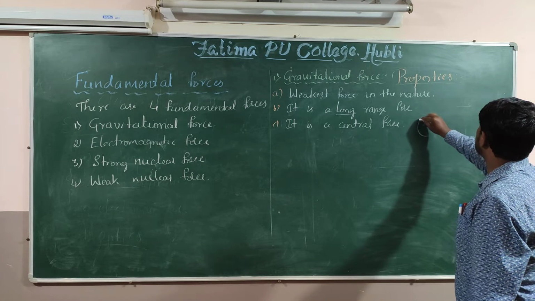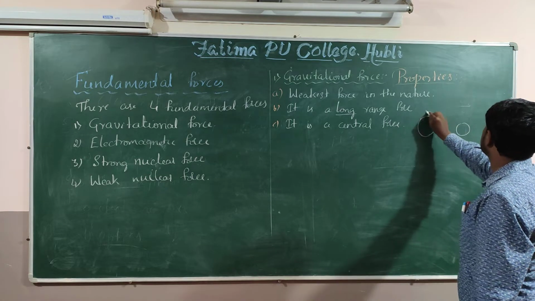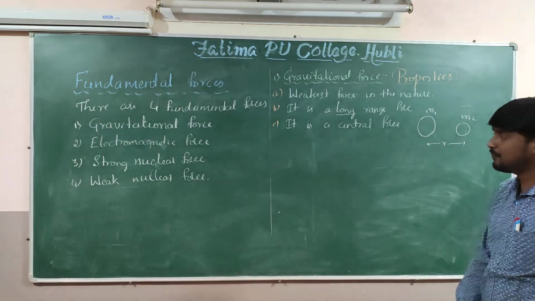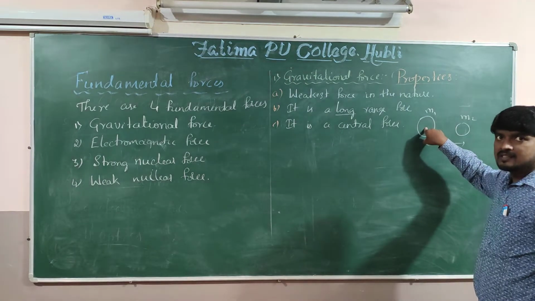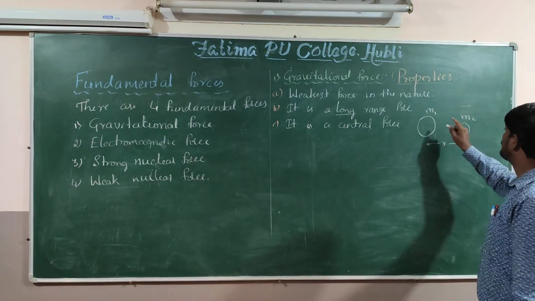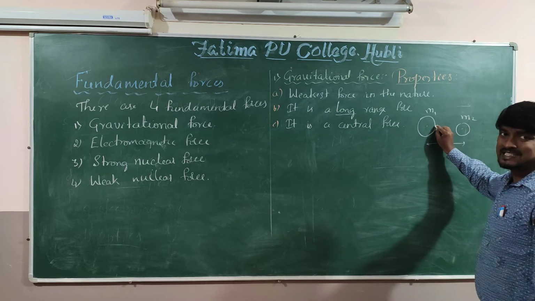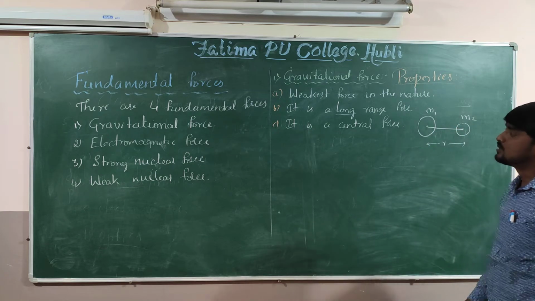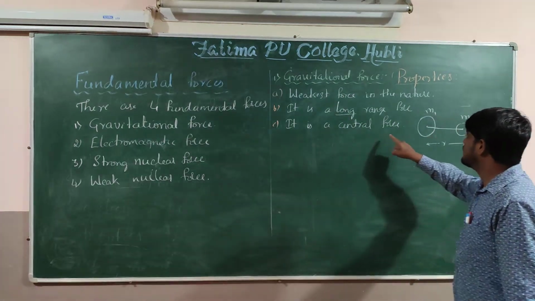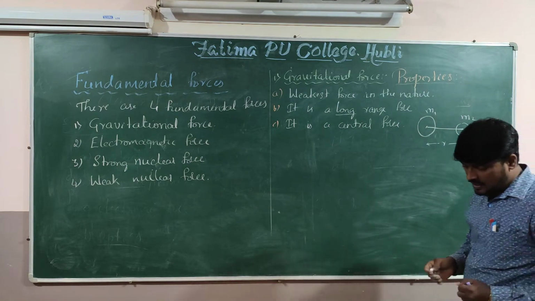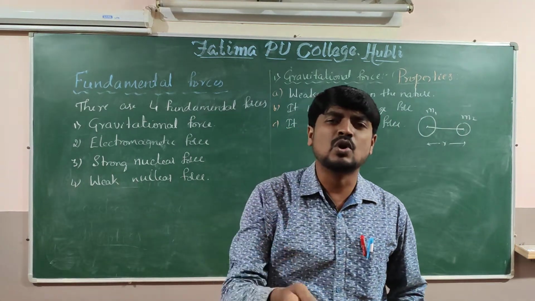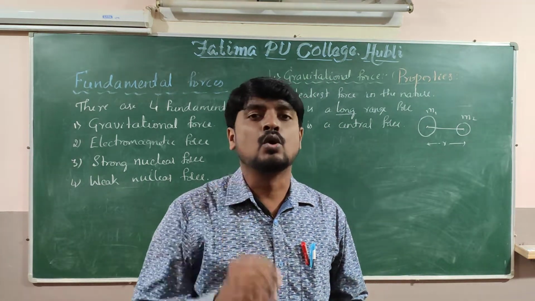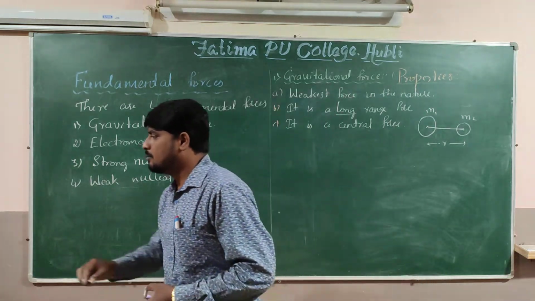Suppose I take 2 bodies of mass M1 and M2 separated by a distance say R. Mass 1 will exert a force on mass 2 not from the surface, it is from the center. So gravitational force is a central force. That means if one body exerts a force on another body, it is not from the surface, it is from the core of the body or the center of the body.